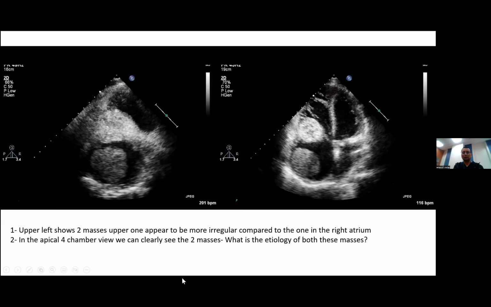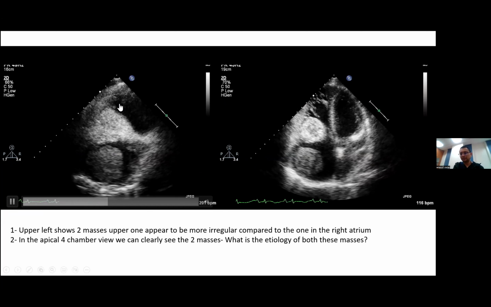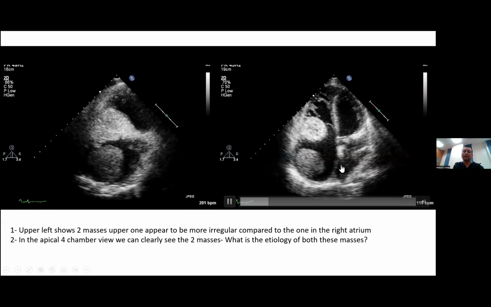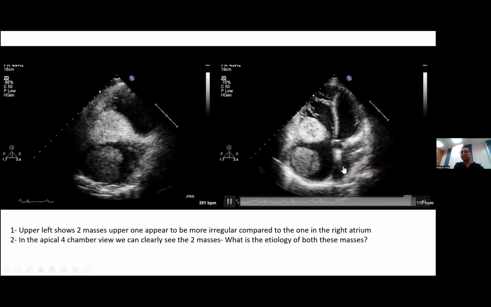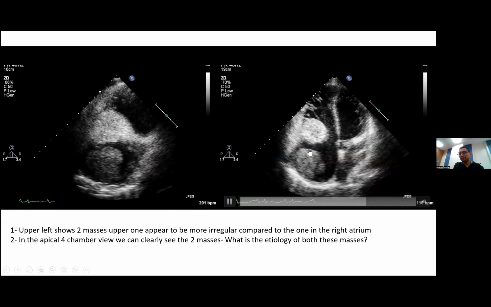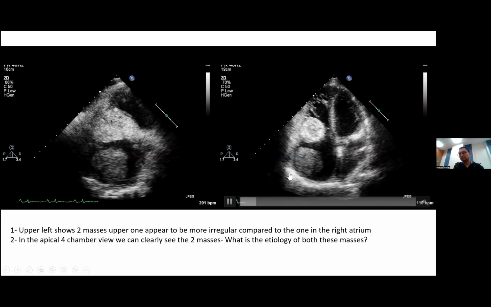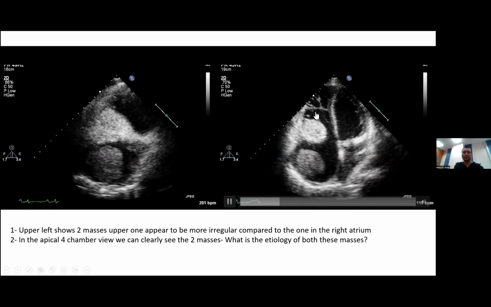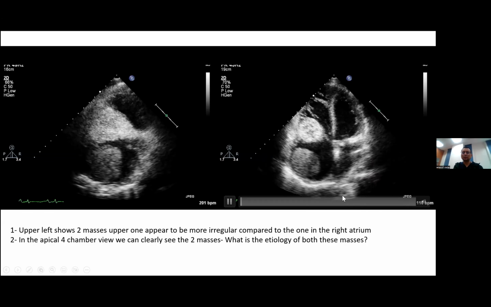Now, what do you see here? So this is upper left, so this is LV and RV. But if you look at this apical four-chamber view, rather than one mass, you actually see two masses. You have one mass in the right atrium and one mass at the right ventricle, at the junction of the right atrium and the right ventricle. So the question is, what is the etiology for both of these masses?